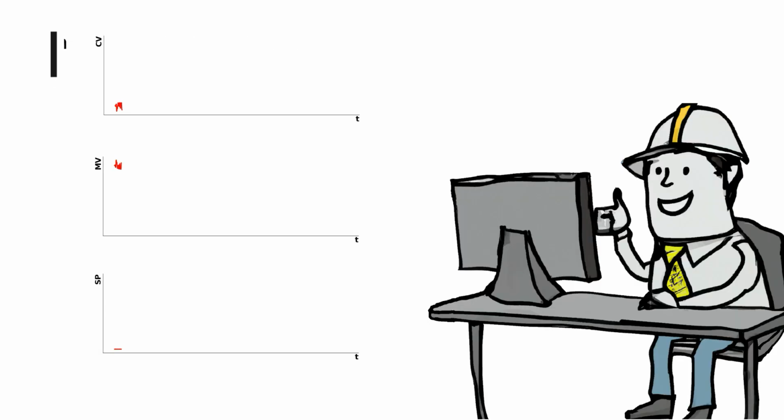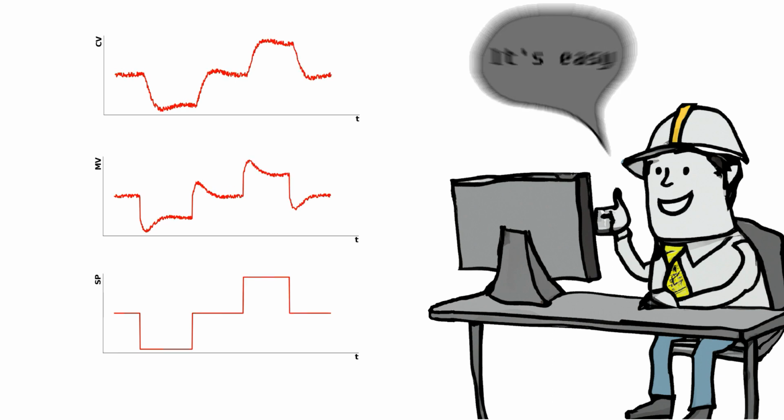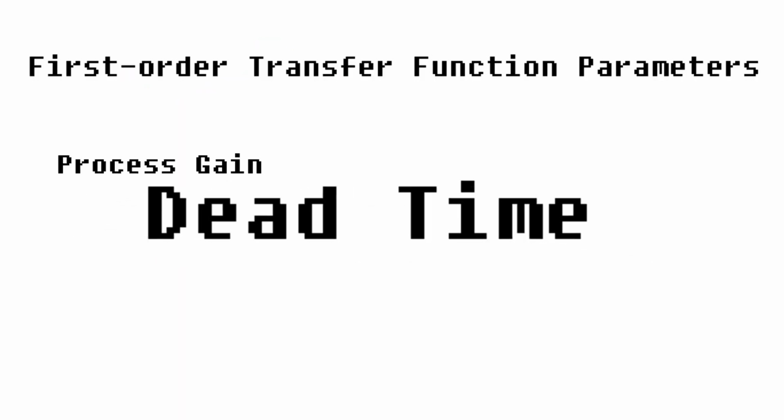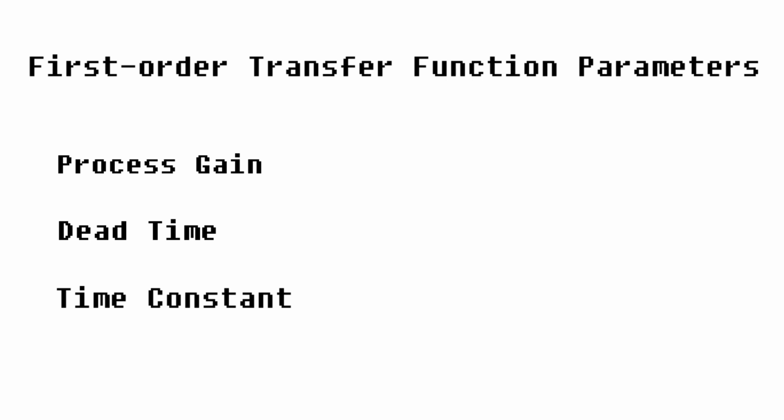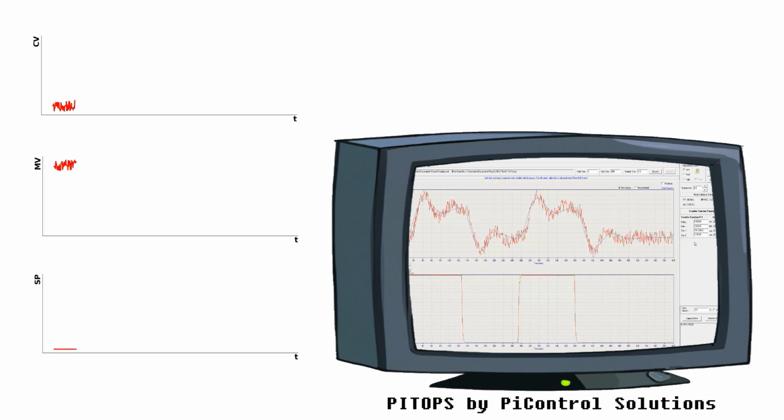Hi everyone, we will now see how easy it is to identify first-order transfer function parameters in the automatic mode using PyTops. We know that the parameters of the first-order transfer function are process gain, dead time, and time constant, and how to identify them visually and in manual mode using software. It's time to discover how simple it is to identify the first-order transfer function from the automatic mode in PyTops.